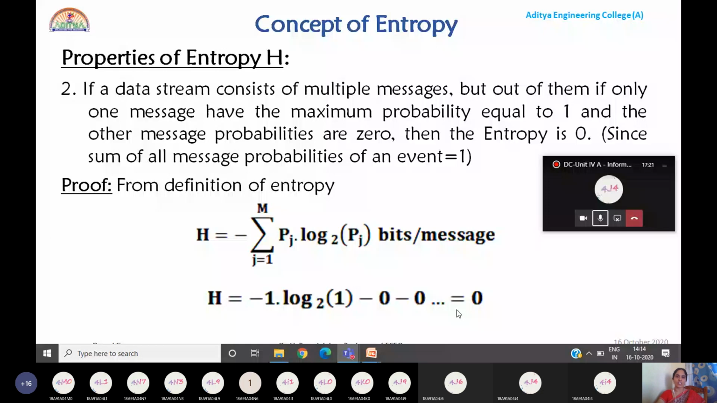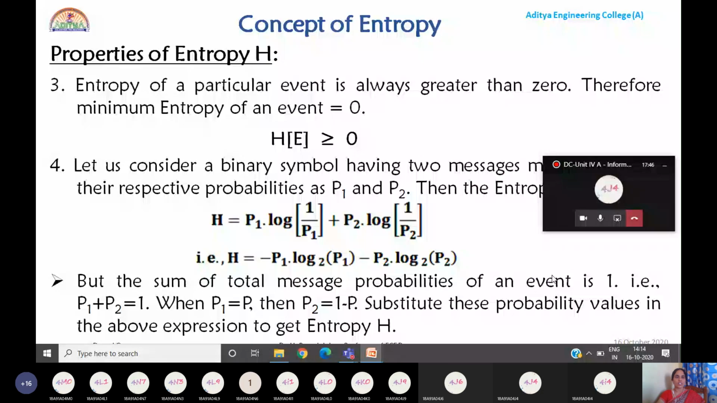So log 1 is 0 and 0 multiplied by any value gives you 0. So that's why the total entropy will be 0. So if a data stream consists of multiple messages, but only one message has maximum probability equal to 1 and the other message probabilities are 0, then the entropy is 0.